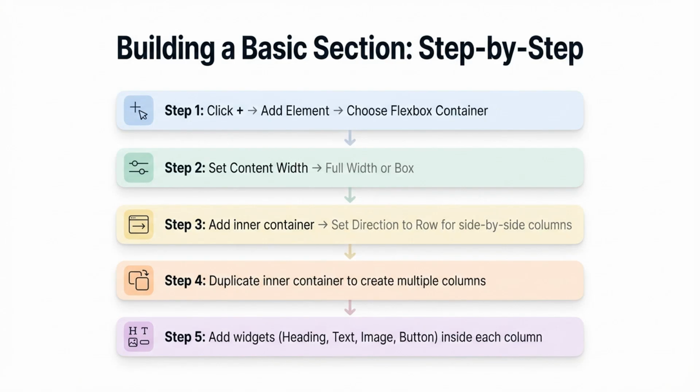Here's the practical workflow for building any section in Elementor. Start by clicking the plus button and adding a flexbox container. Set its width, then add an inner container and set its direction to row if you want columns side by side. Duplicate that inner container to create as many columns as you need. Finally, drop your widgets, headings, text, images, buttons into each column.